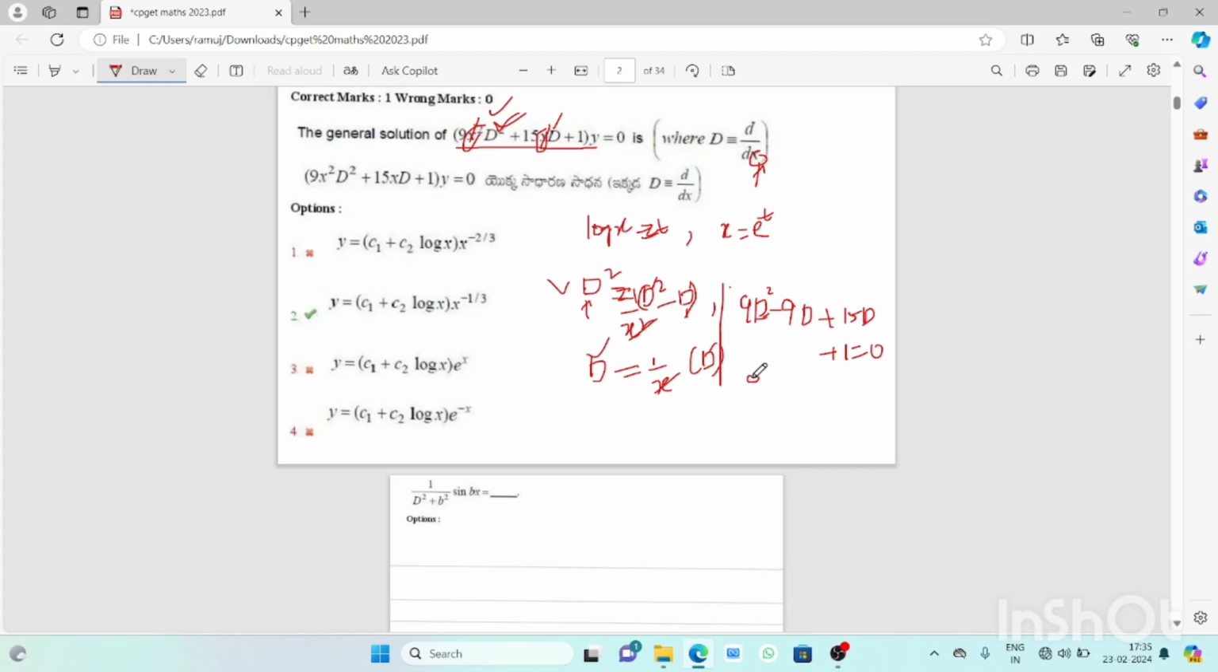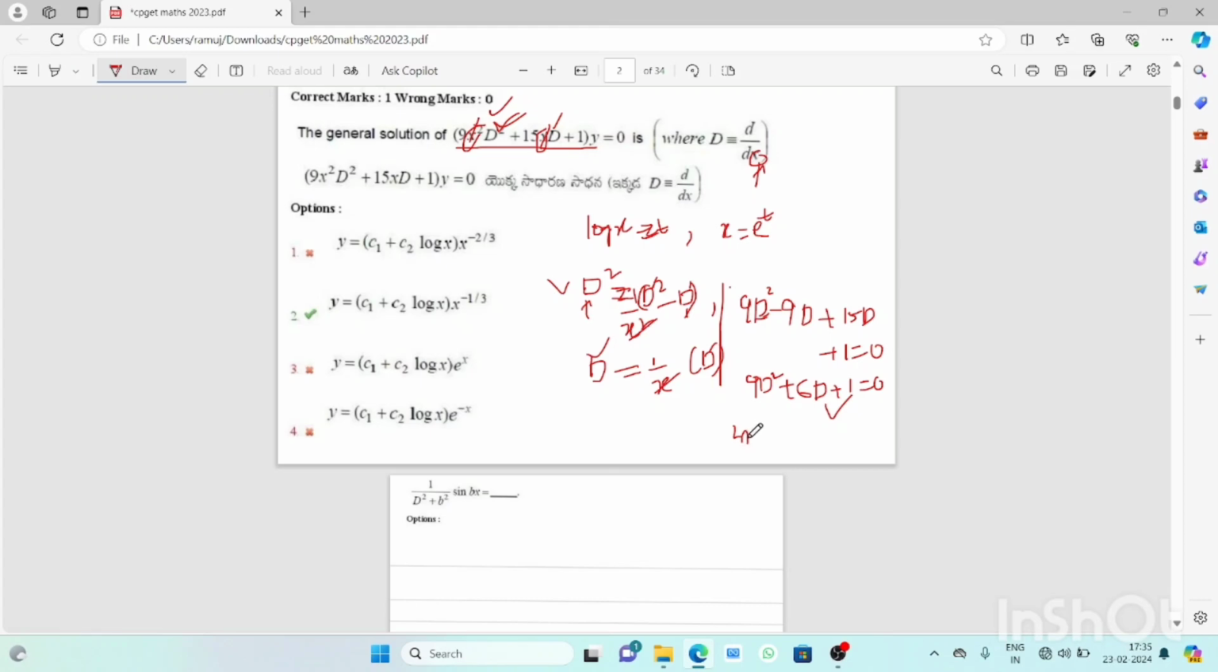If you simplify this, we get 9D square, 15 minus 9 we get 6, plus 6D plus 1 is equal to 0. So if you simplify, this is a non-homogeneous differential equation. If you simplify this one, you will get the two roots by using the auxiliary equation. You will get the two values, the roots of the auxiliary equation.